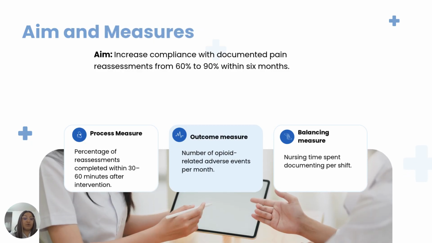Aim and measures. Our aim is to increase compliance from 60% to 90% within a 6-month period. The process measure is the percentage of reassessments completed within 30 to 60 minutes after pain medication administration or pain interventions. The outcome measure will be the number of opioid-related adverse events per month, which we would ideally like to be little to none. And the balancing measure will be the nursing time spent documenting pain reassessments per shift.